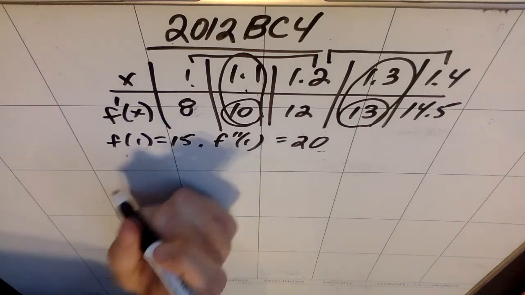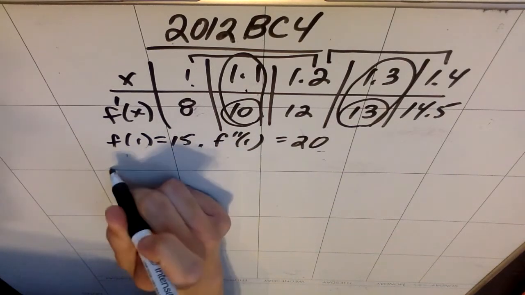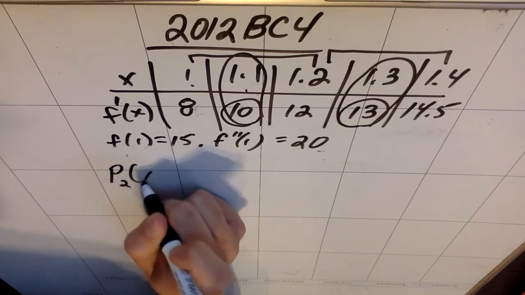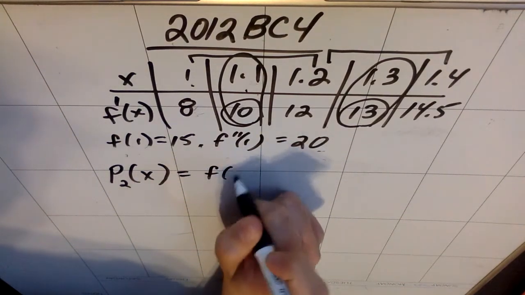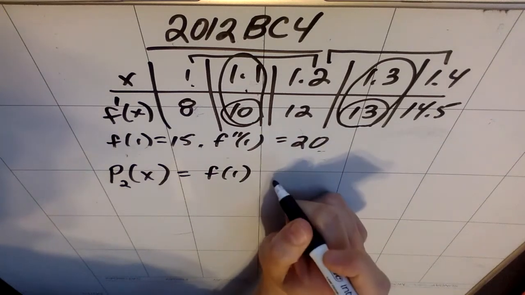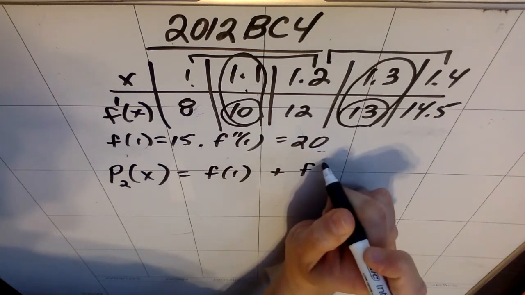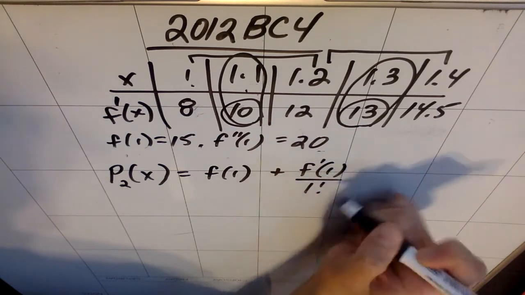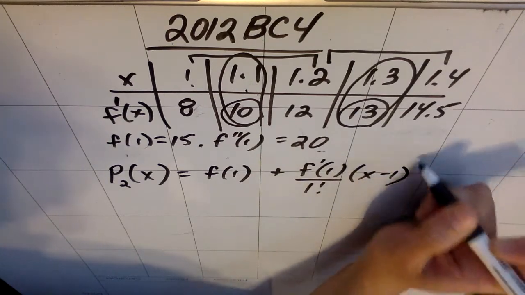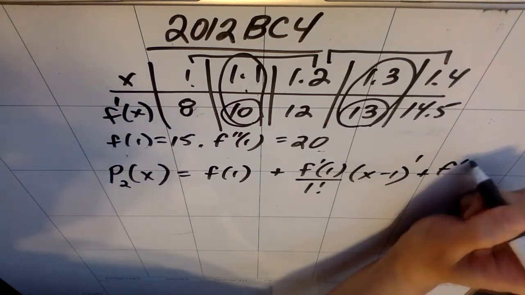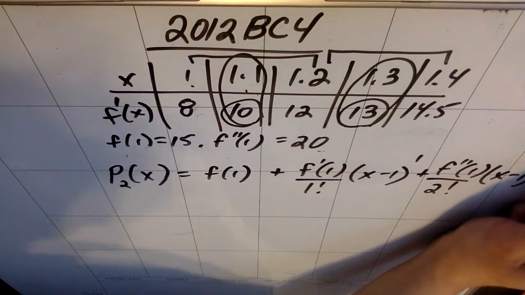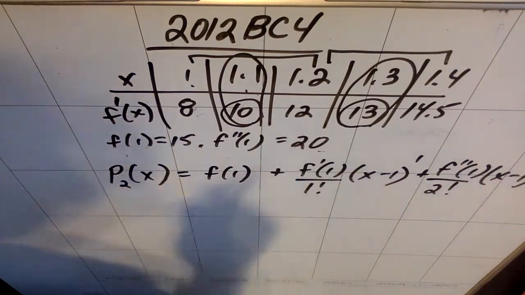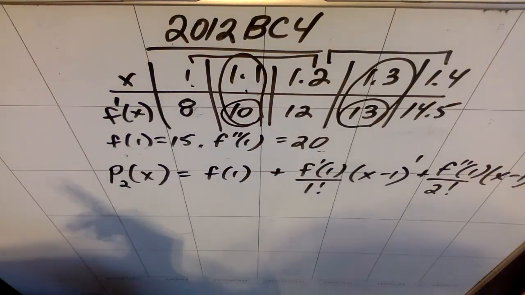Right, so remember the way Taylor polynomials work. I'm going to use p sub 2 to write this Taylor polynomial. So the first term should just be f of 1, and then we should have f prime of 1 over 1 factorial times x minus 1 to the first, plus f double prime of 1 over 2 factorial times x minus 1 to the second. And since it's p sub 2, I don't have to go any farther. I only want to go up to the squared term.